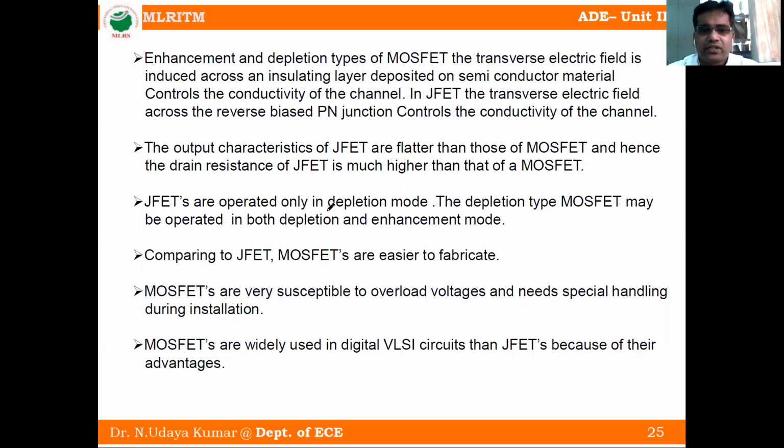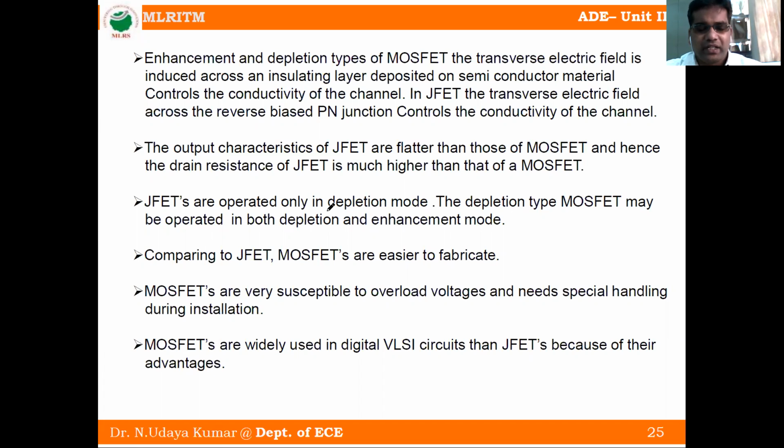JFETs are operated only in depletion mode. What do we mean by depletion mode? Depletion mode is nothing but the current conductivity decreases. Enhancement means the current conductivity increases. So JFETs are operated only in depletion mode. The depletion type MOSFET may be operated in both depletion mode and enhancement mode. Compared to JFET, MOSFETs are easier to fabricate.